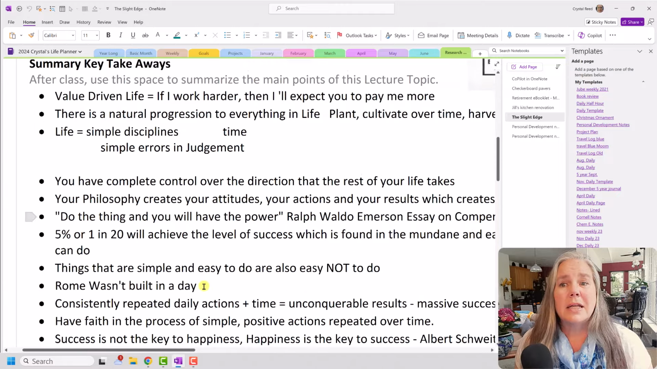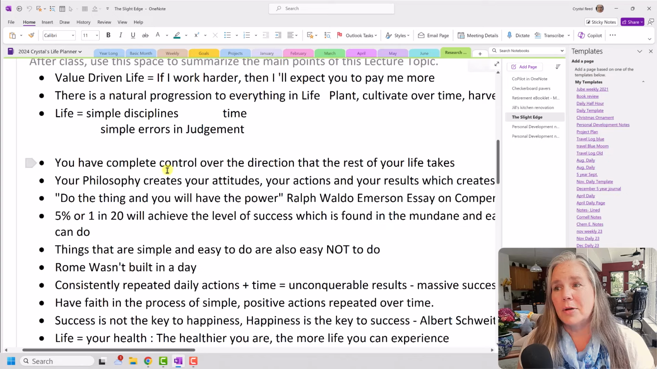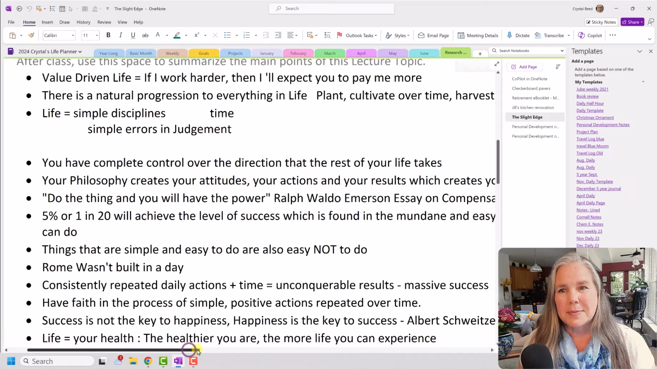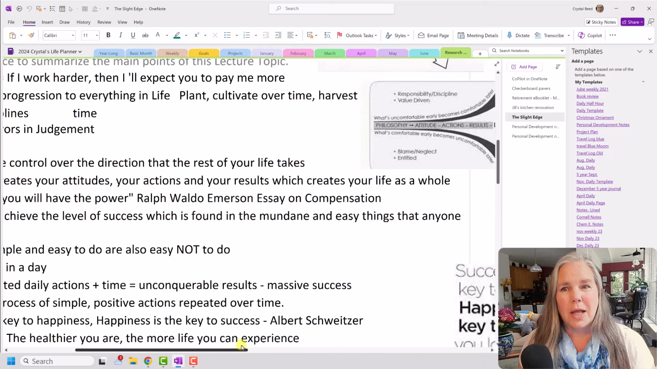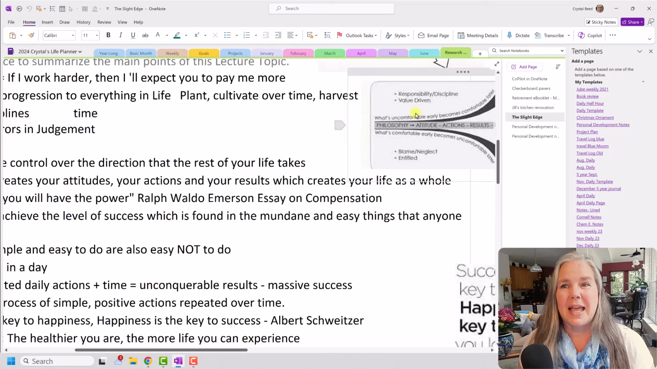All right. Another sentence that I found in the book that was interesting to me was that you have complete control over the direction that the rest of your life takes. Your philosophy creates your attitudes, your actions, your results, which creates your life as a whole. Okay, that's what this diagram up here is talking about.